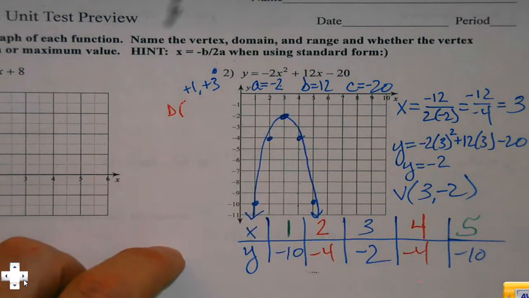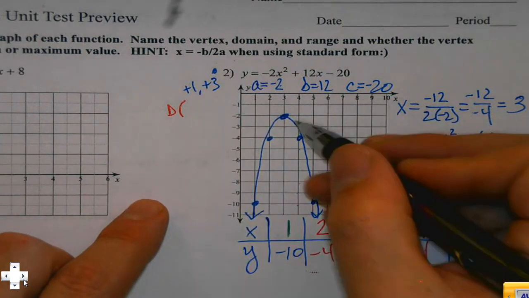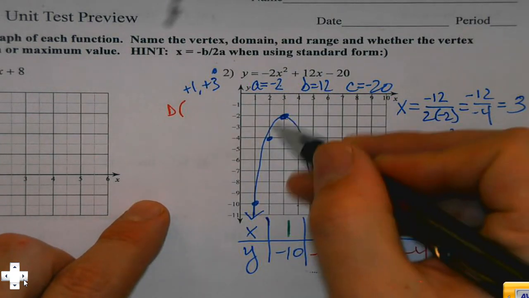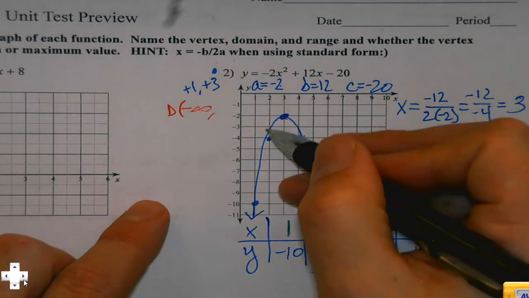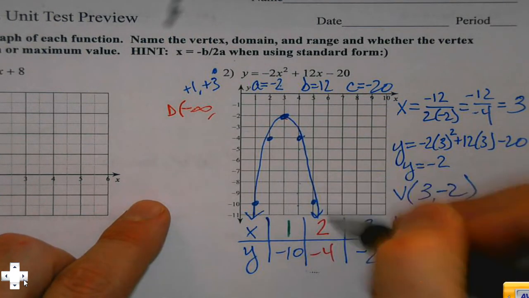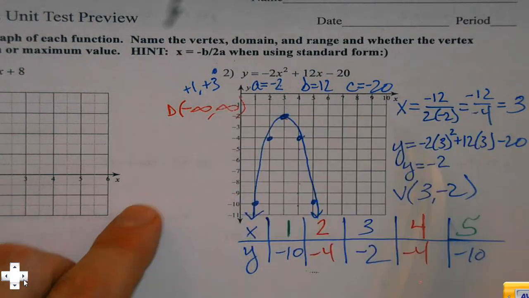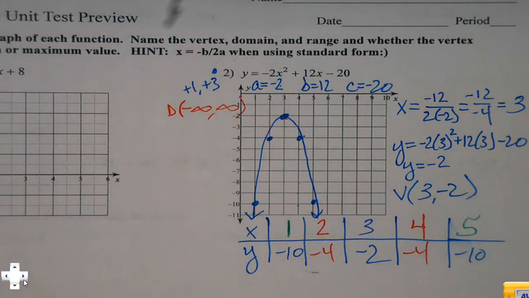Remember, with parabolas, my domain is easy. This is not only going down, it's also going out. It's also going left forever. And this is not only going down, it's going out to the right forever. Your domain on every single parabola you ever graph, that's the domain. That's the no-brainer.